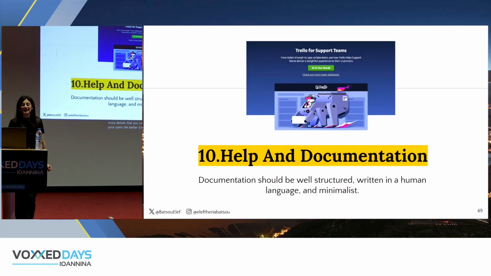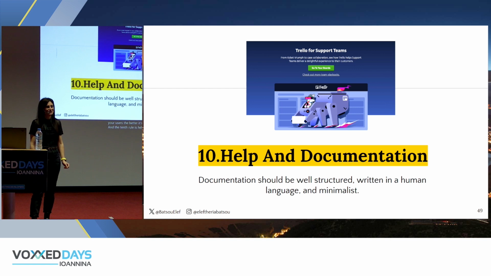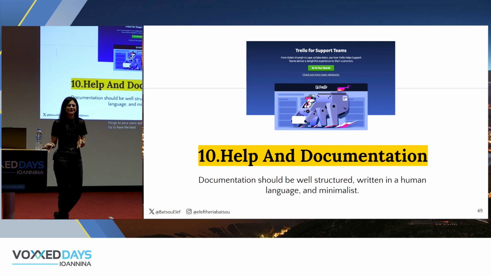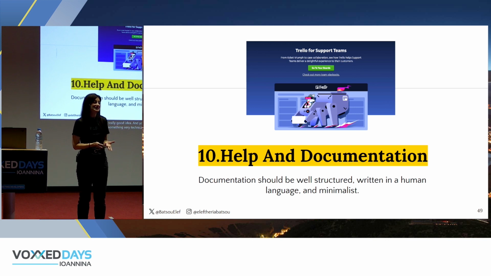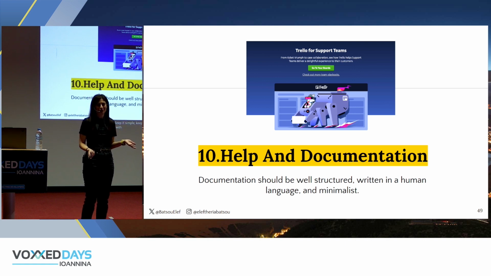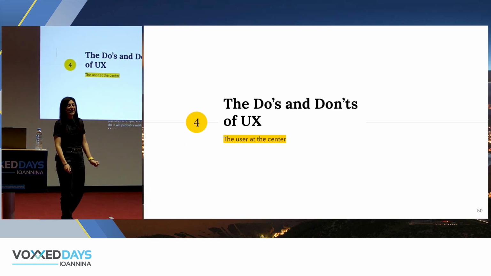And the 10th rule is help and documentation. Yes, you should try to provide simple things to your users, and you should try to have the best product possible, but there are some cases where documentation is also a really good idea. And you don't need something very technical. It can be something simple. For example, Trello, in my opinion, is doing a pretty good job. Keep it simple, keep it small, and it will probably work for the majority of people.